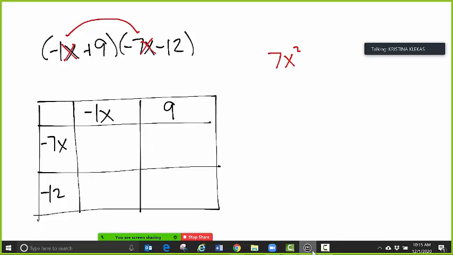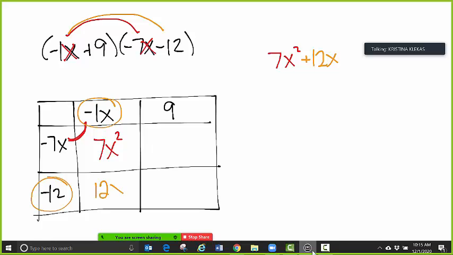What they're going to do is have you do the same thing. They're going to say multiply these two, and you get 7x squared. They're just using a box to help you figure it out. The next one, -1 times -12, that's positive 12x. So negative 1x times negative 12, positive 12x.